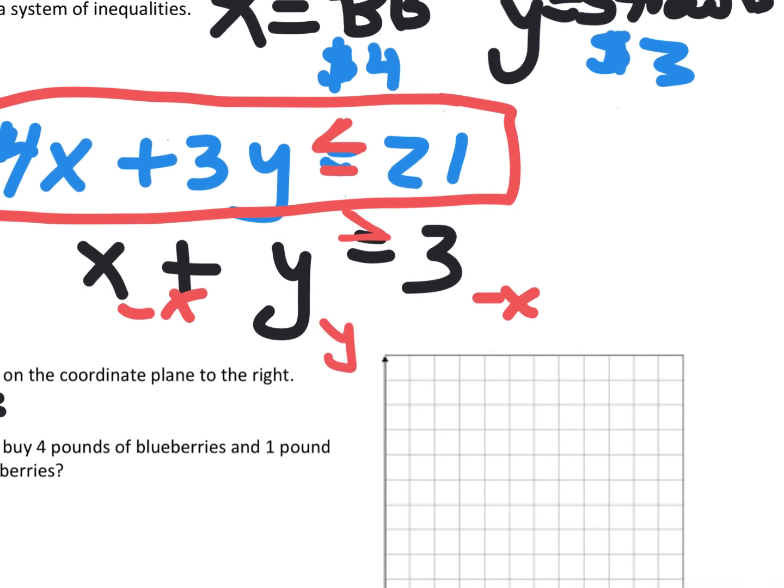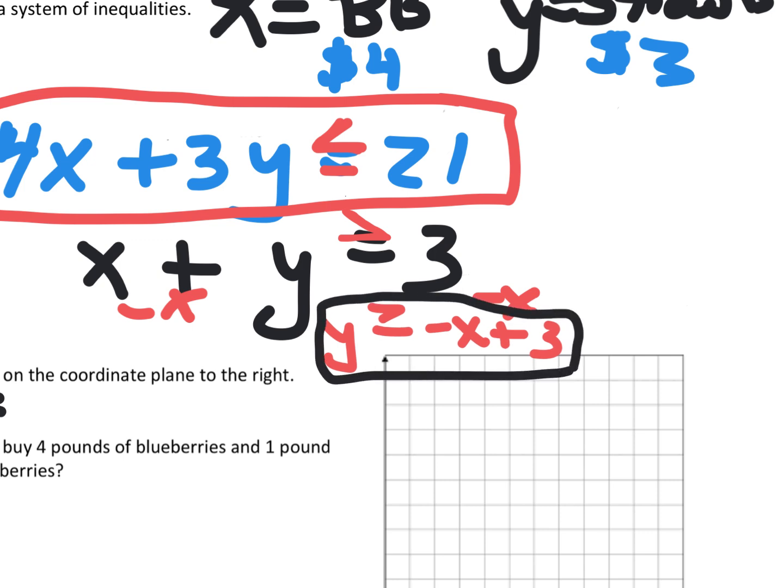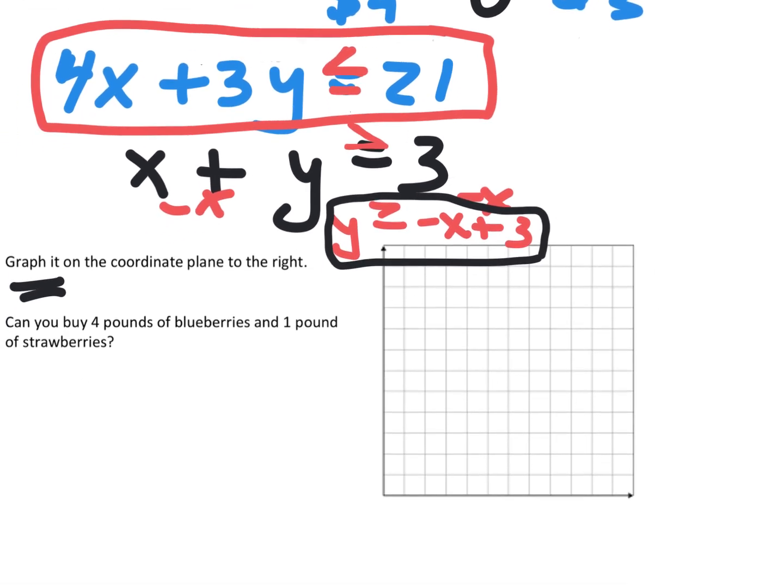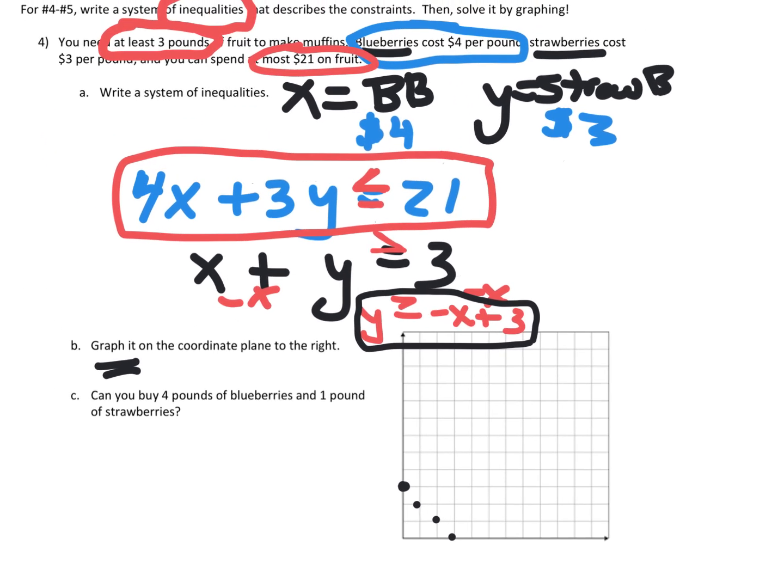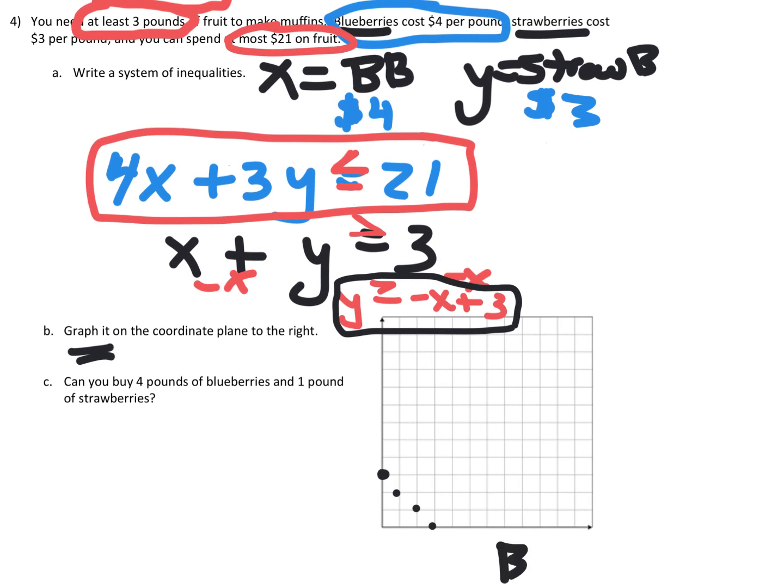Okay, now y is greater than or equal to negative x plus 3. If you couldn't get there by yourself, that's fine, but now you can graph that. You start at 3, and you have a slope of negative 1, down 1 over 1, down 1 over 1, down 1 over 1. And remember what x was. It was the blueberries. And y was the strawberries.